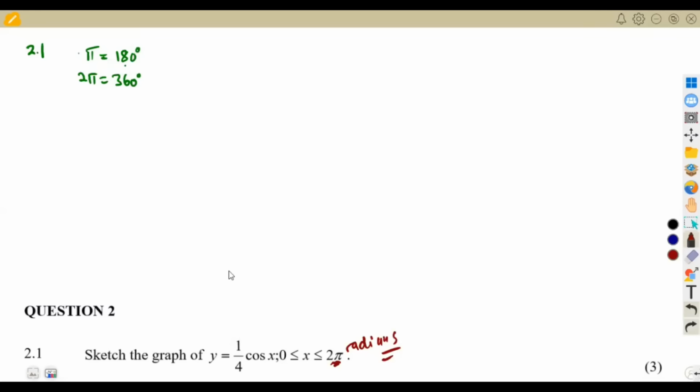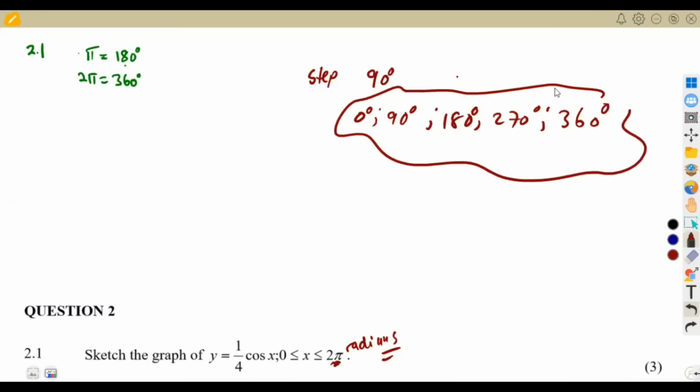separation of values, as we separate our values for x, which is the interval that we are given, we are going to have the step that we are going to consider, which is a separation of the values of x. And we know that in terms of degrees, this is supposed to be 90 degrees. We separate our angles: 0, 90 degrees, 180 degrees, 270 degrees, 360 degrees. This is what we are used to if we are dealing with degrees.